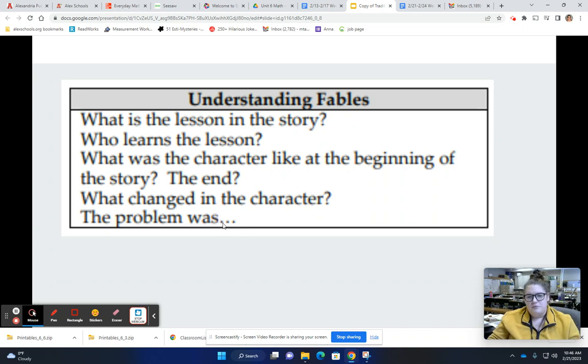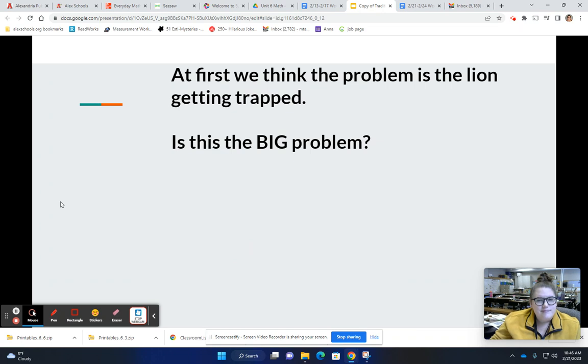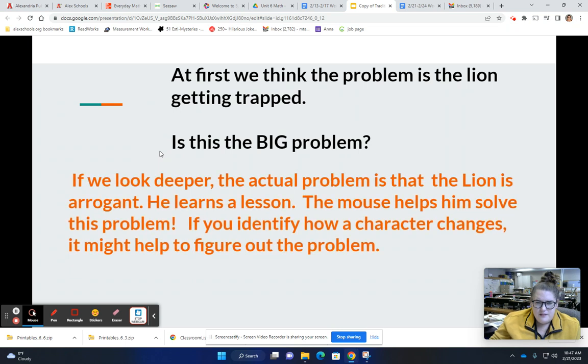Now, what was the problem? At first, we think that the problem is the lion getting trapped. Okay, yeah, that's a problem. But what's the big problem? If we dig deeper, the actual problem is that the lion is really arrogant or rude. He learns a lesson. The mouse helps him solve his problem, and that was something that he didn't think that the mouse would ever be able to do.